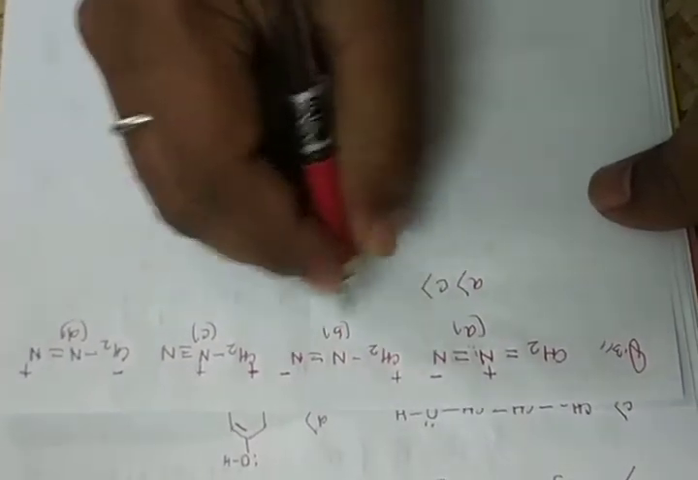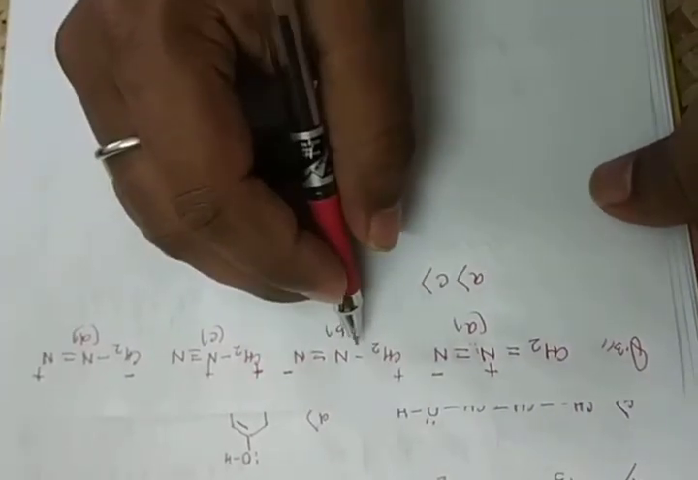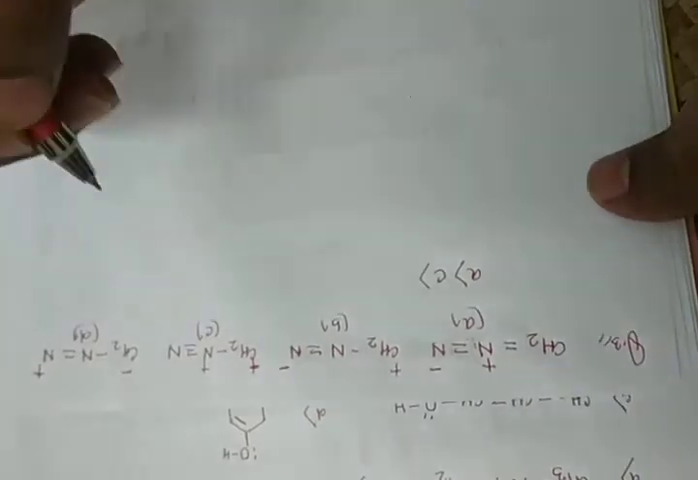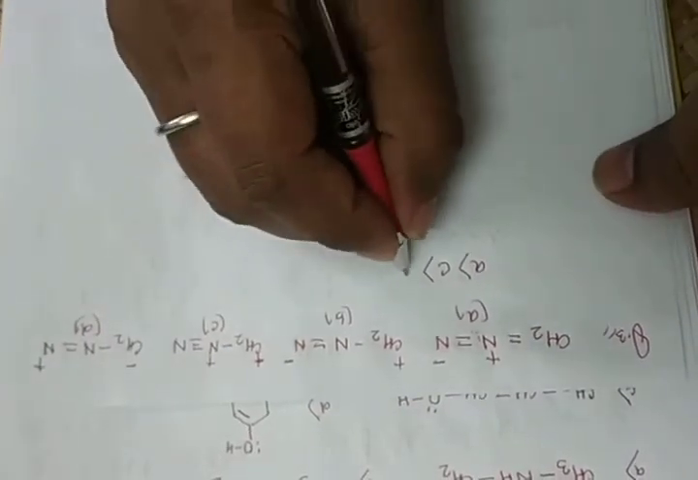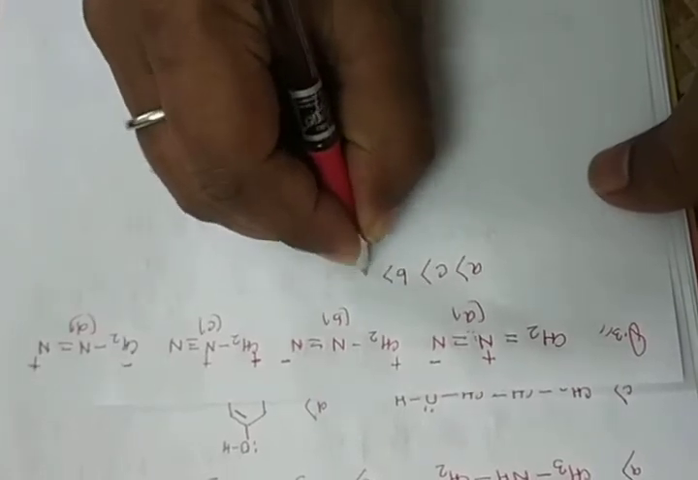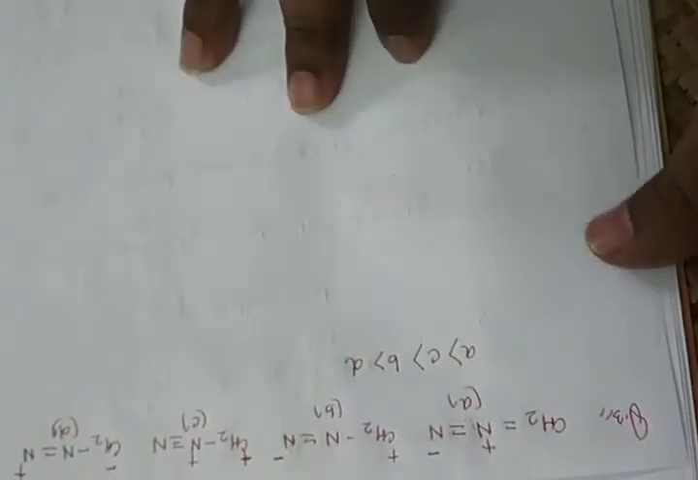Now after that check B and D. So B has 3 covalent bonds, D has 3 covalent bonds, both are charged species. In this case, nitrogen contains negative, nitrogen contains positive. It means B is more stable than D. Clear?